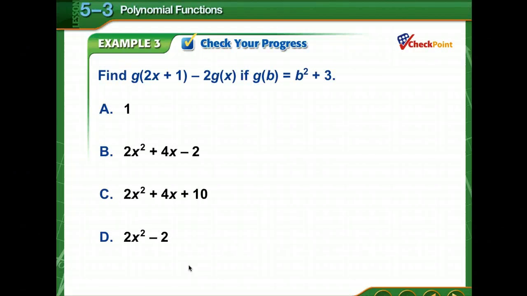All right, time for you to check your progress. So pause the video for a moment, work the problem, then come back and check your answer.